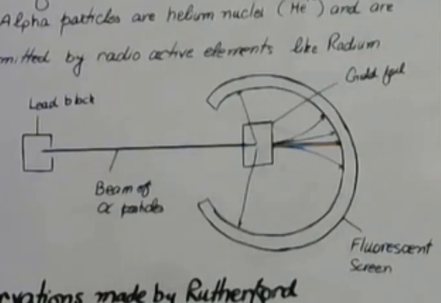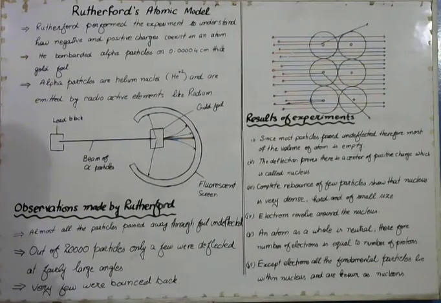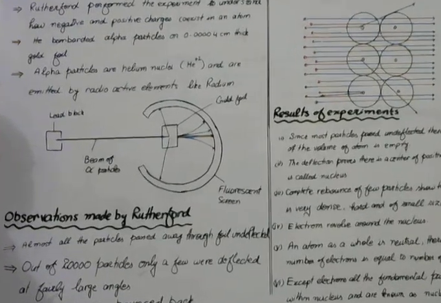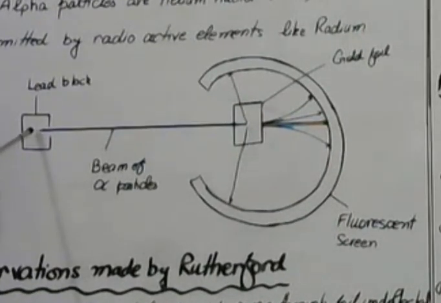He bombarded alpha particles on 0.00004 centimeter thick gold foil. Alpha particles are helium nuclei having two positive charges and are emitted by radioactive elements like radium. He placed the source of the alpha particles in a lead block with a tiny hole to form the beam of the particles.